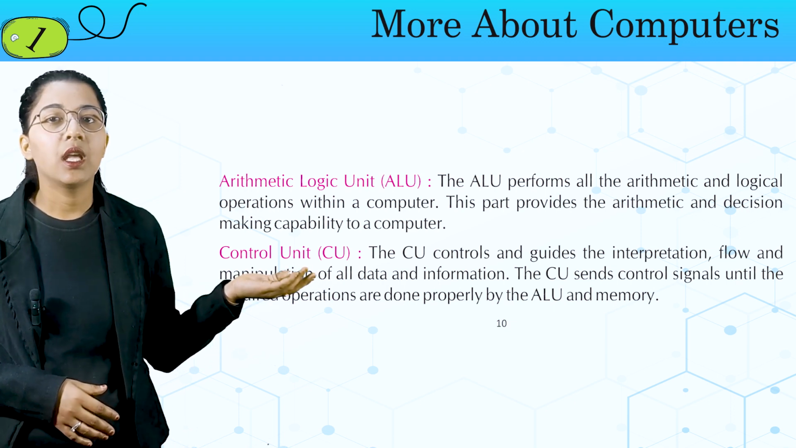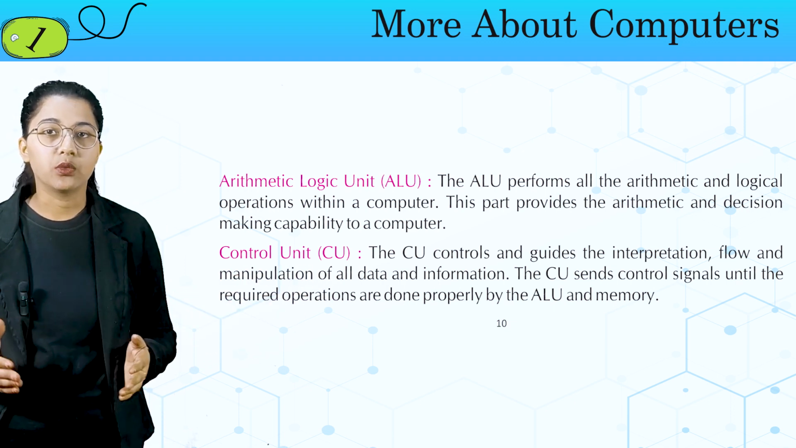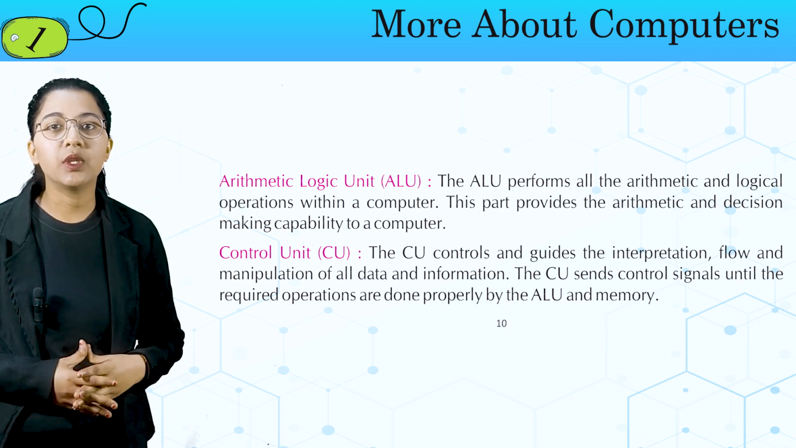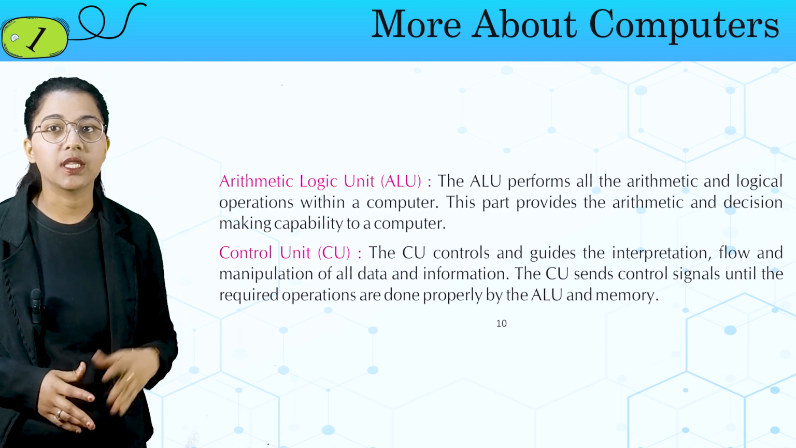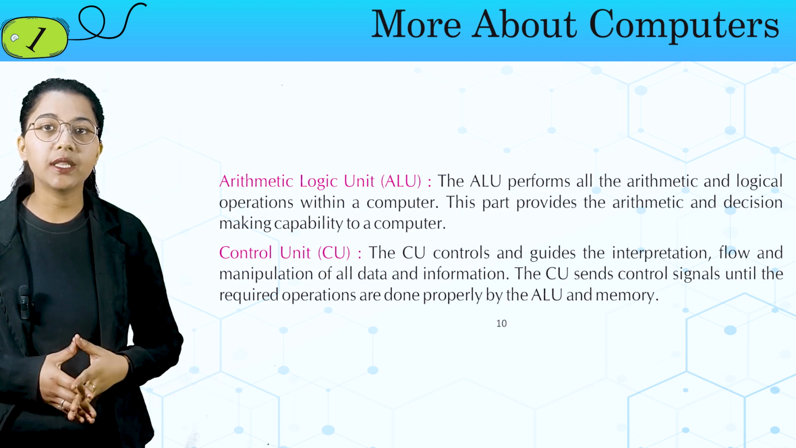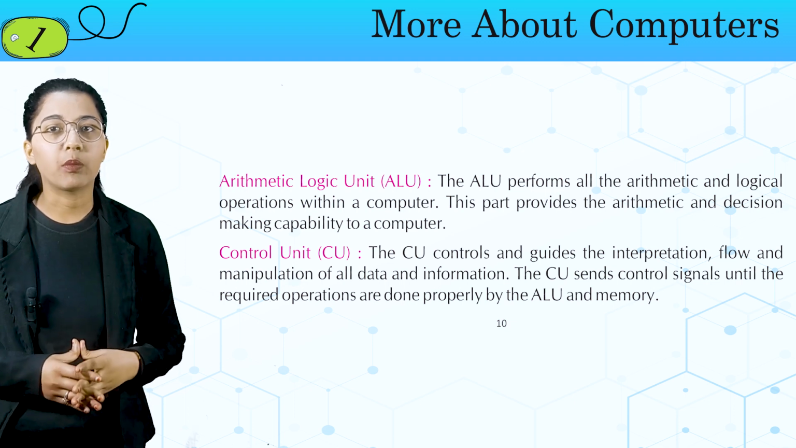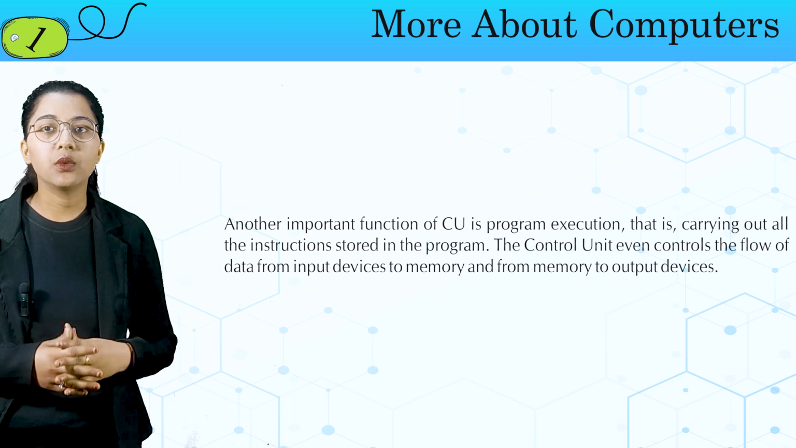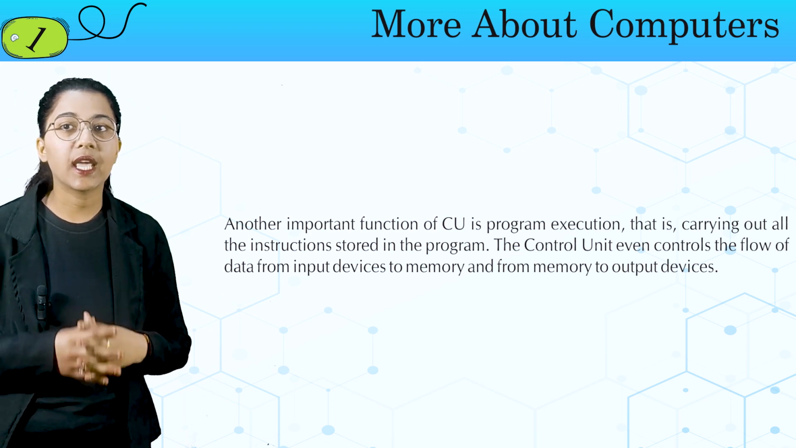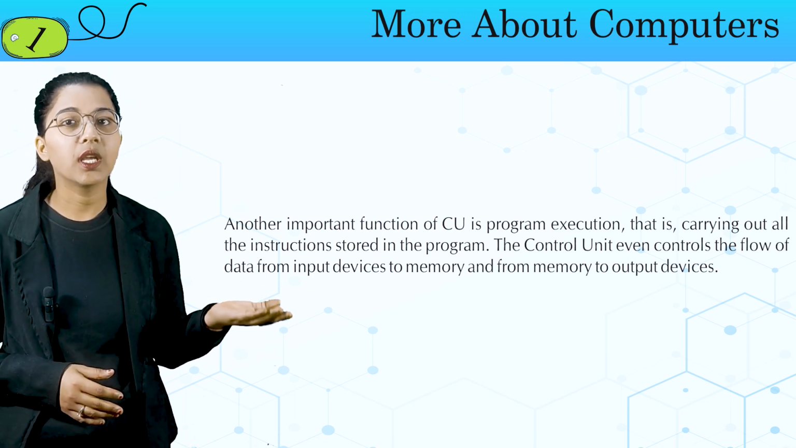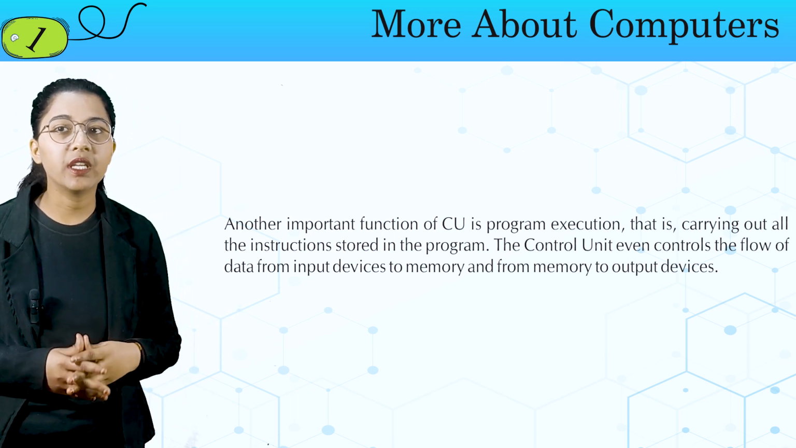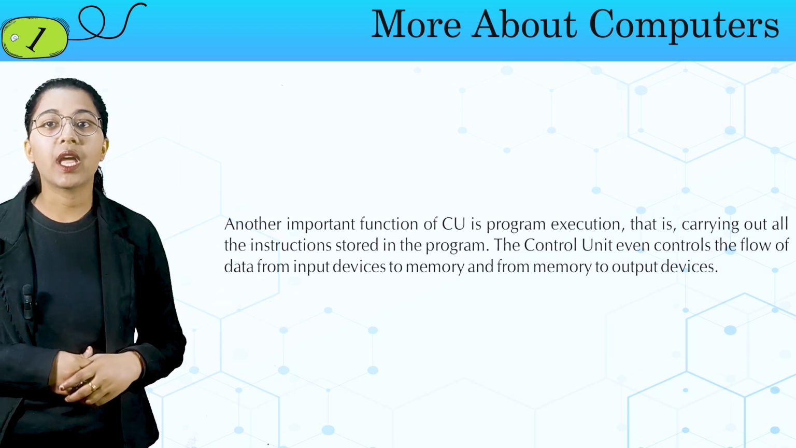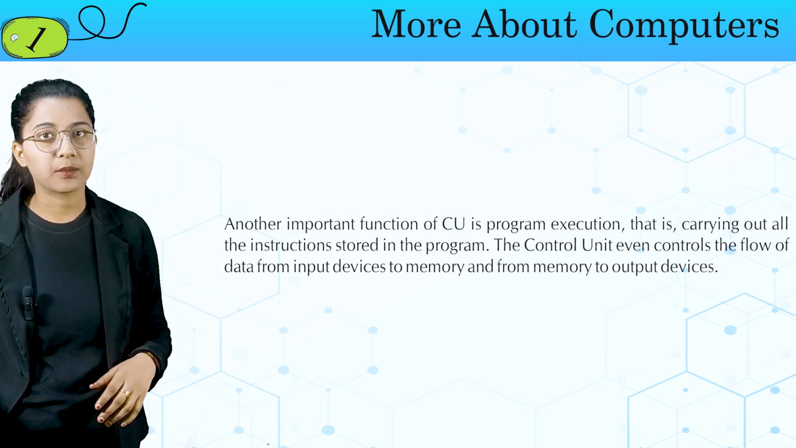Now, next is Control Unit, that is CU. The CU controls and guides the interpretation, flow and manipulation of all data and information. The CU sends control signals until the required operations are done properly by the ALU and memory. Another important function of CU is program execution, that is carrying out all the instructions stored in the program. The control unit even controls the flow of data from input device to memory and from memory to output devices.